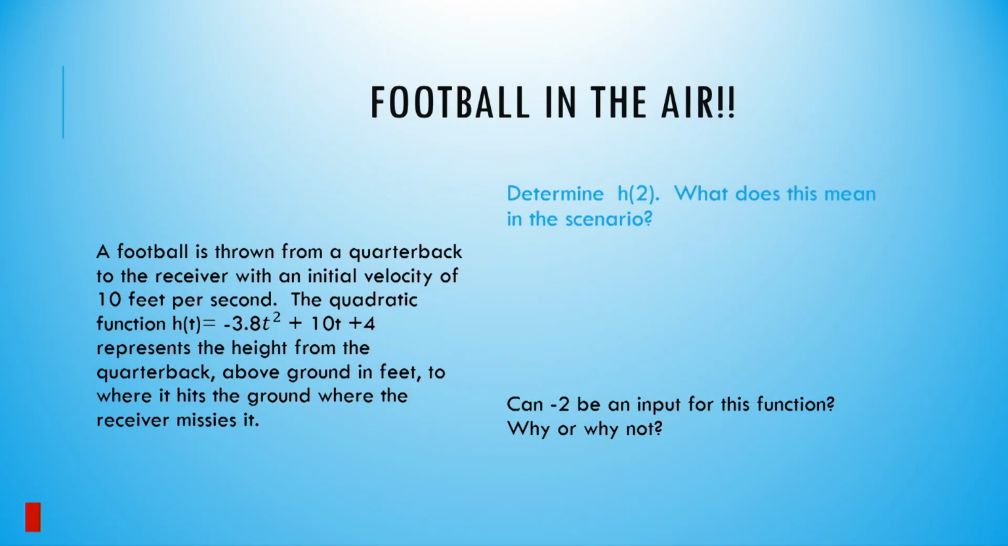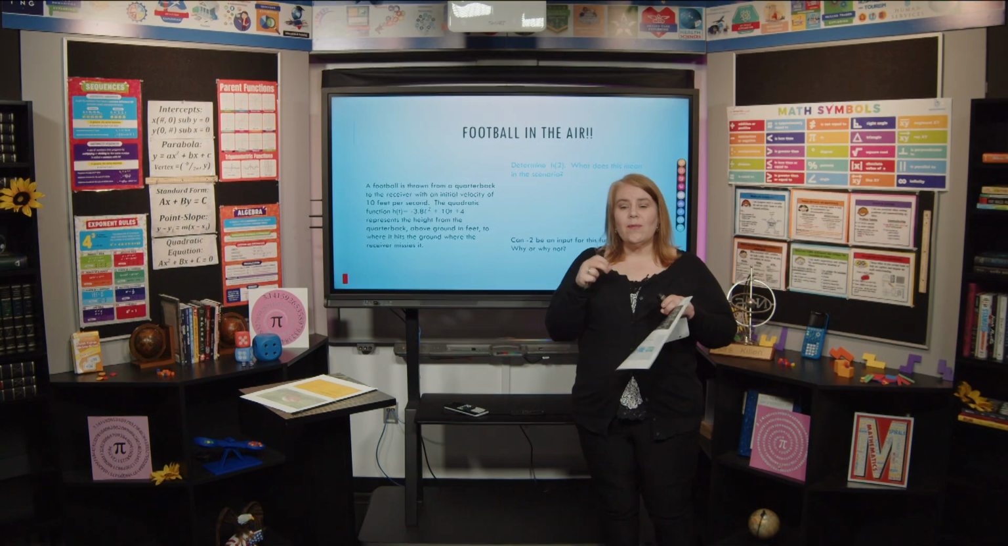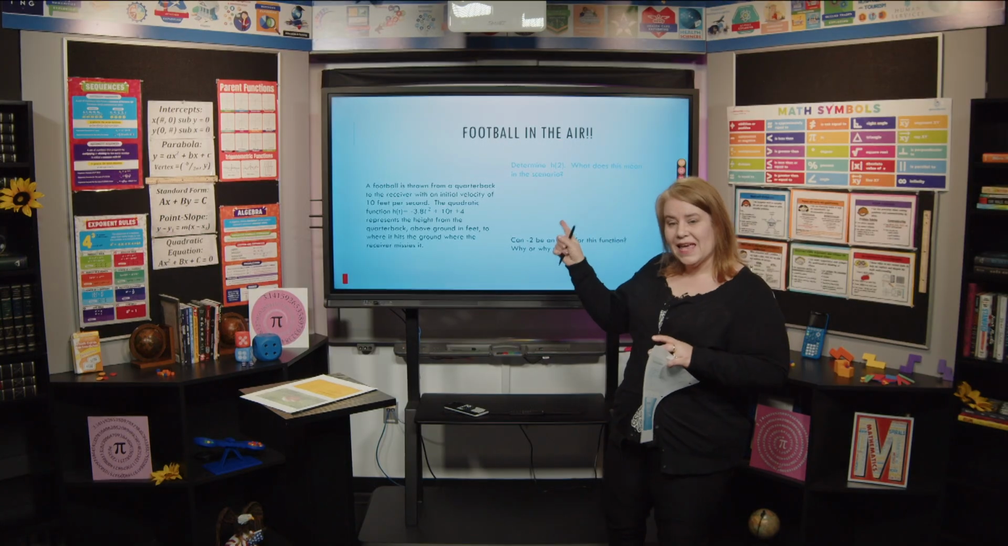Now, football's in the air. A football is thrown from a quarterback to the receiver with an initial velocity of 10 feet per second. The quadratic function h of t equals -3.8t squared plus 10t plus 4 represents the height above the ground in feet from the quarterback to where it hits the ground where the receiver misses it. So what it wants us to do is determine h of 2. Everywhere that I see a t, meaning 2 seconds, I'm going to plug in a 2 for the letter t in this equation.